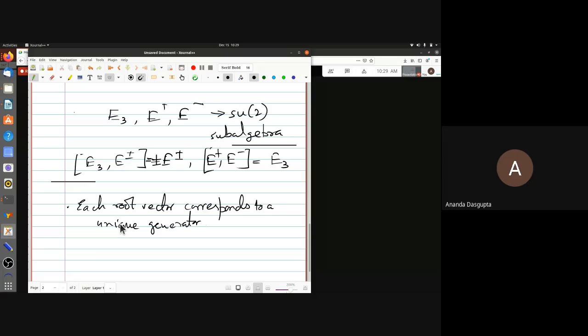Okay? So in the adjoint representation specifically, where we are talking about the root vectors as the weights, the root vectors are enough to uniquely label your generator or your vector, which in this case is a generator. Okay? I hope all of you remember the proof, right?